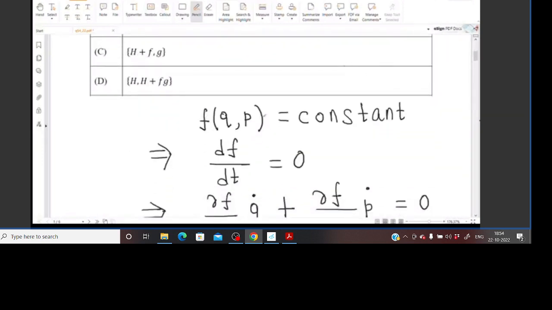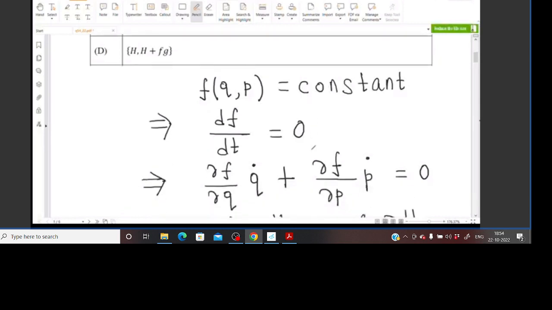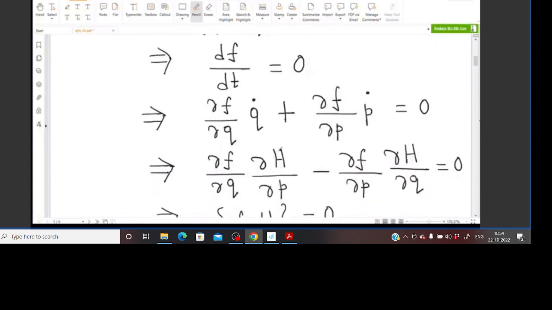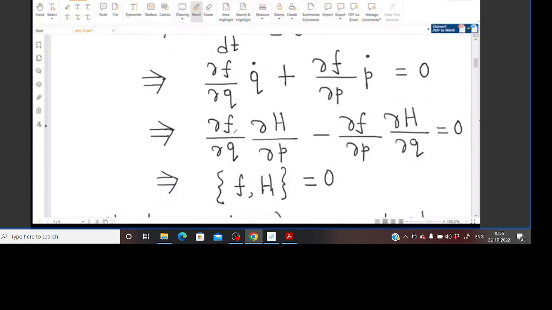In this question, F is a constant of motion. So df dt is equal to 0. Now df dt can be written as del f del q into q dot plus del f del p into p dot. From the Hamiltonian's equation, q dot can be written as del h del p. Similarly, p dot can be written as minus del h del q. So we have del f del q into del h del p minus del f del p into del h del q equal to 0. So the Poisson's bracket of f with h is equal to 0.